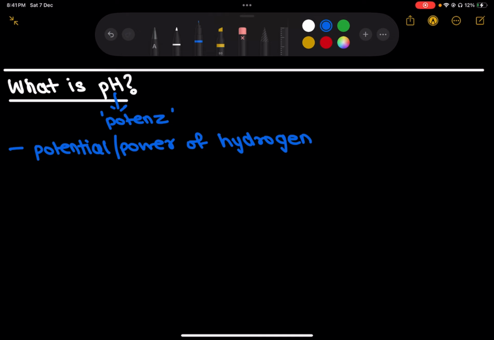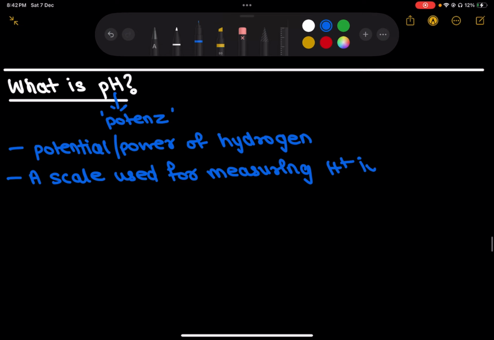So a scale for measuring hydrogen ion concentration in a solution is called the pH scale. I'll write it down. A scale used for measuring hydrogen H plus ion concentration in a solution is known as the pH scale. Simple, right? Okay, so that is what pH is.